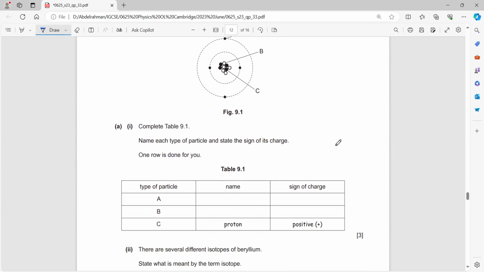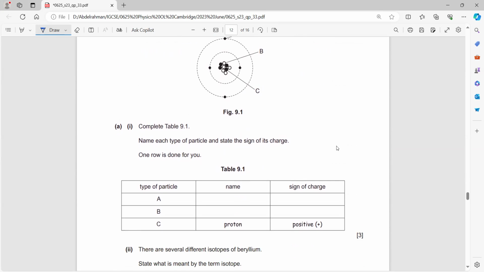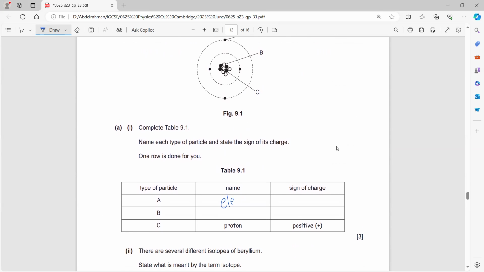Type of particle A and B. What's A and B? A is electron, and the sign of the charge is negative. B is neutron, and its charge is neutral, zero.